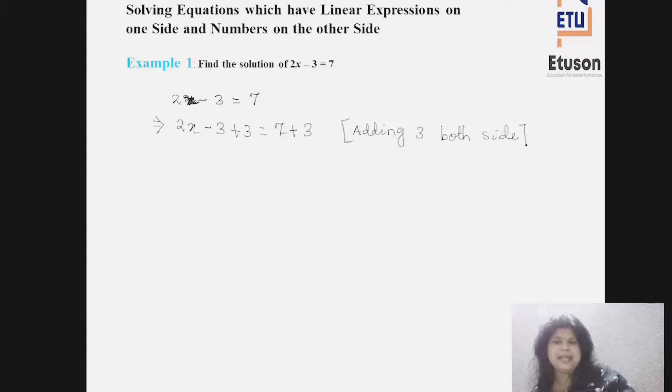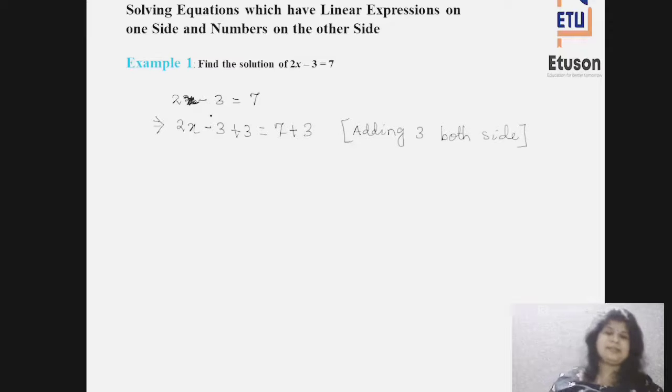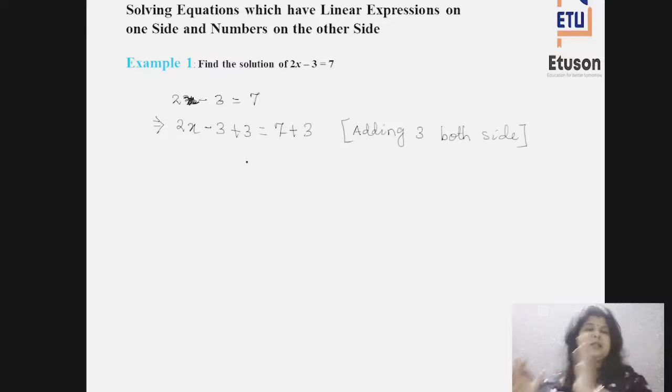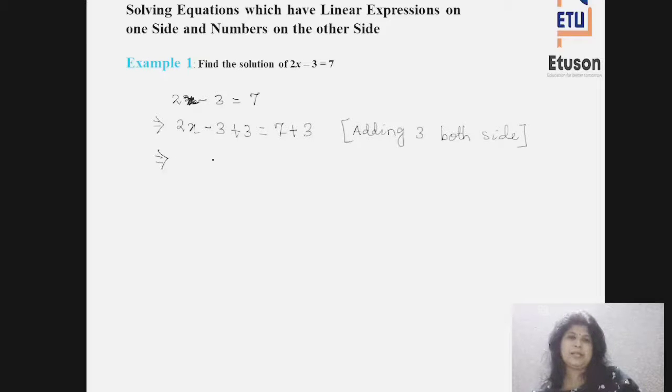Otherwise, you can just transpose and write down 2x is equal to, because minus 3 in the left hand side, when it goes to the right hand side, will be added. Very common fundamental, but I have used this just to show you the steps. Directly also you can write that, because we have a linear expression on one side and numbers on the other side, we have to take the constant to one side and find out the solution. So 2x minus 3 plus 3 is equal to 7 plus 3. So what I will get is 2x is equal to 10.